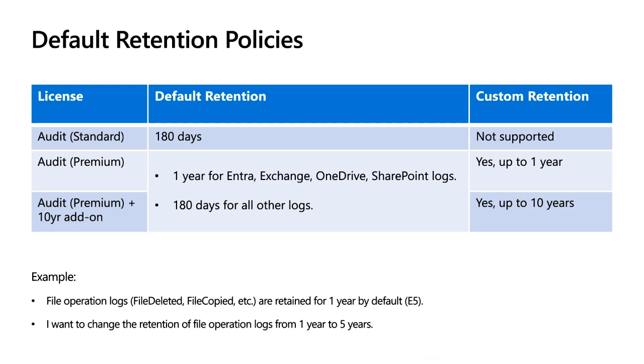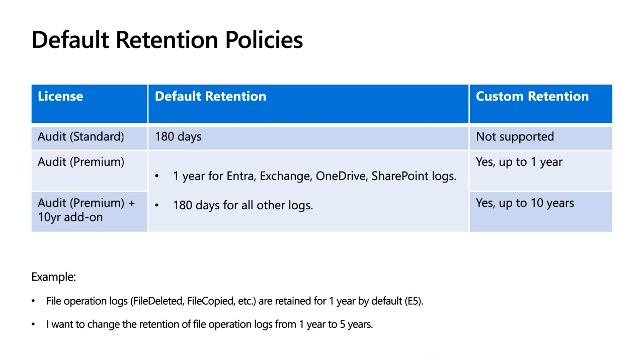So any E3 or E3 equivalent license will grant you access to audit standard, which gives you a default retention of 180 days. The second tier within auditing is audit premium, which comes with an E5 or E5 equivalent license, like G5, A5, and so on. Now, audit premium gives you a default retention of 1 year for these 4 specific Microsoft solution logs. So Entra, Exchange, OneDrive, and SharePoint logs will by default be retained for 1 year. All other logs will by default be retained for 180 days.